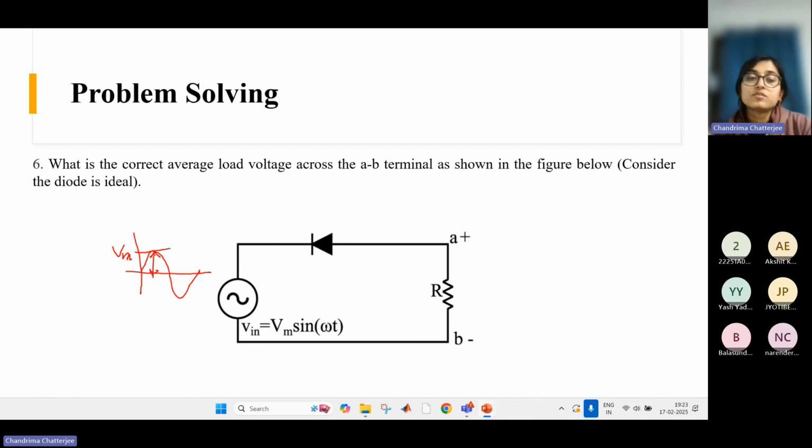Now you can see during the positive half cycle, this is our instantaneous polarity. So is the diode reverse biased or forward biased during the positive half cycle?